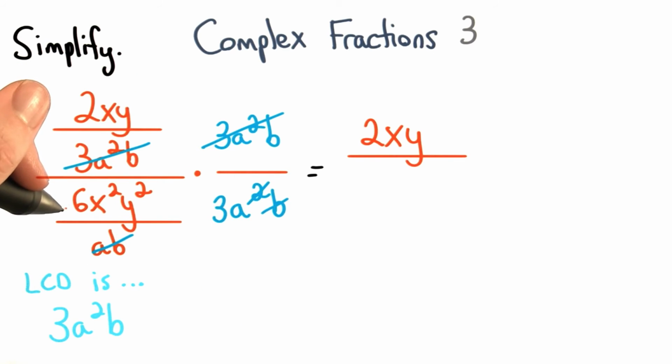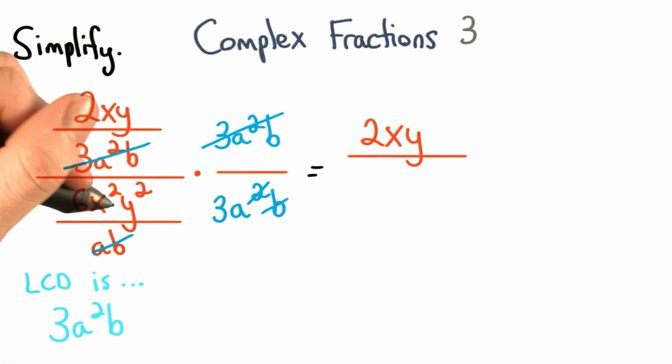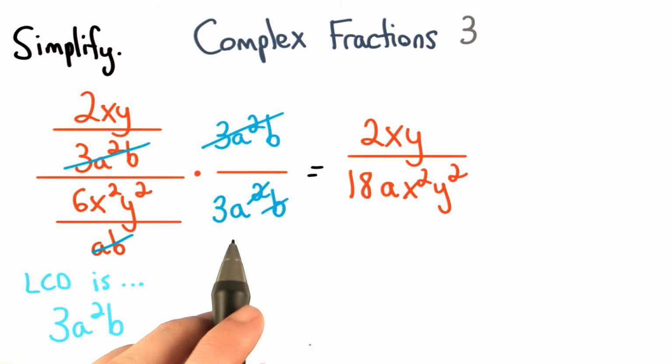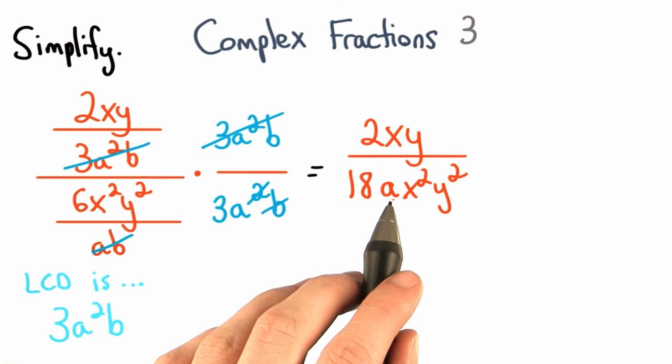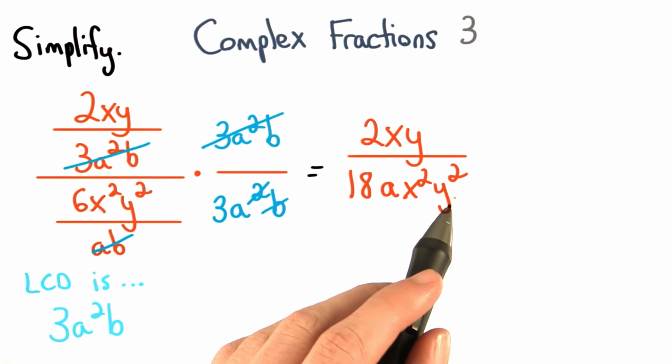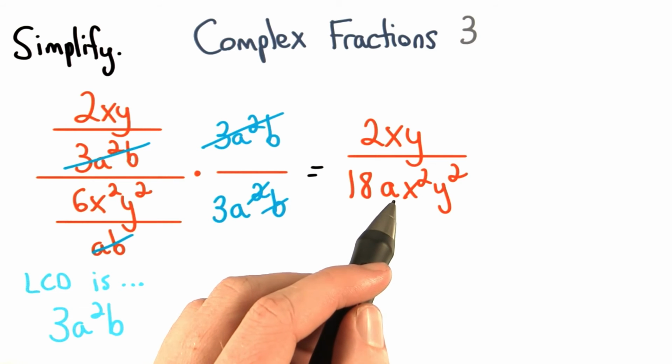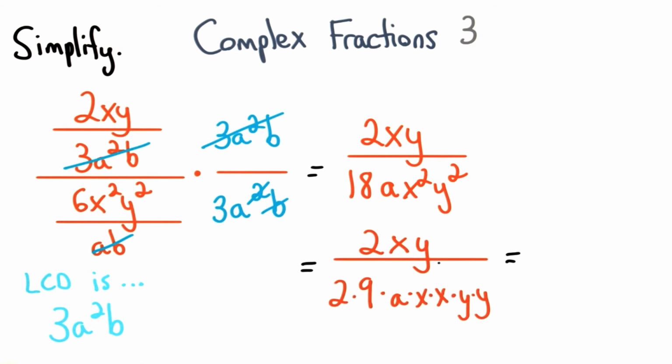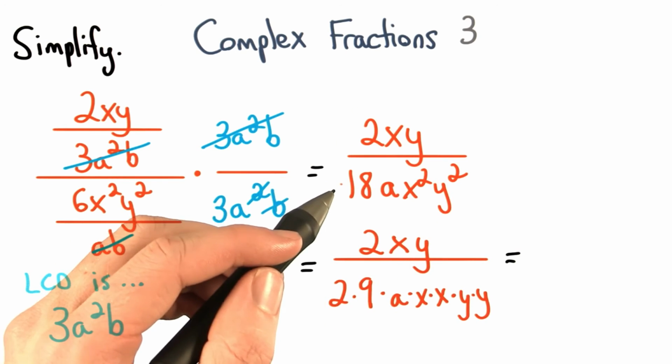3 times 6 is 18, and then we just list the product of the variables. Now, you might be wondering why I listed this a first instead of on the end. Usually, we list the product of the variables in alphabetical order, but it's certainly okay to leave this a on the end. And finally, we want to simplify our rational expression.